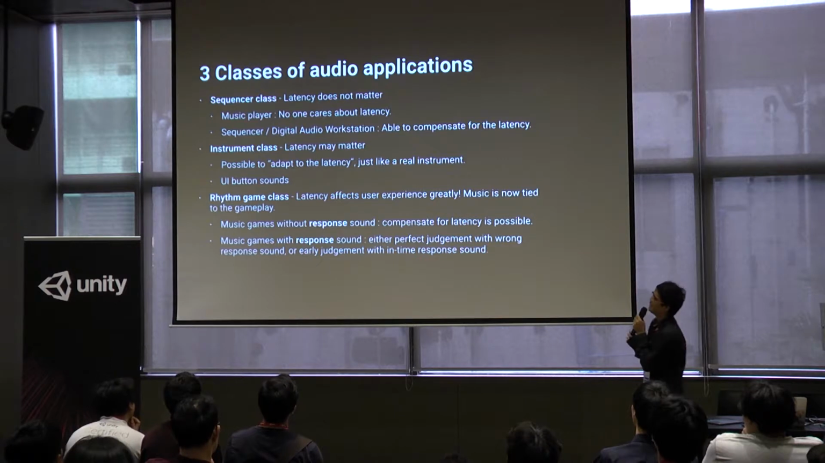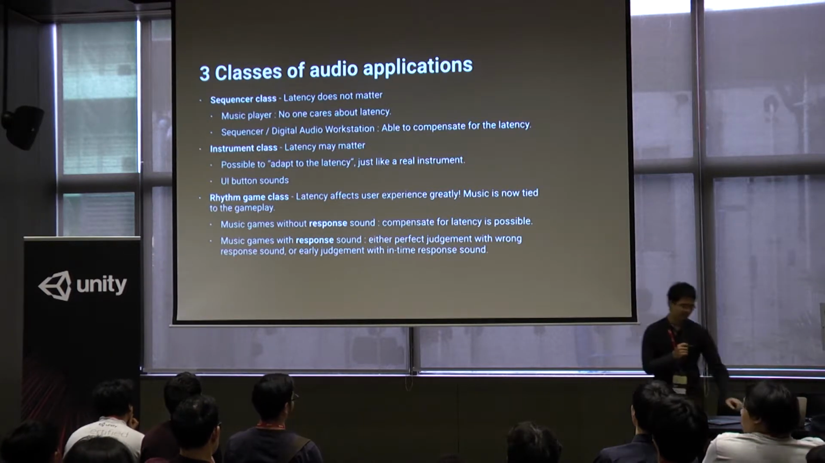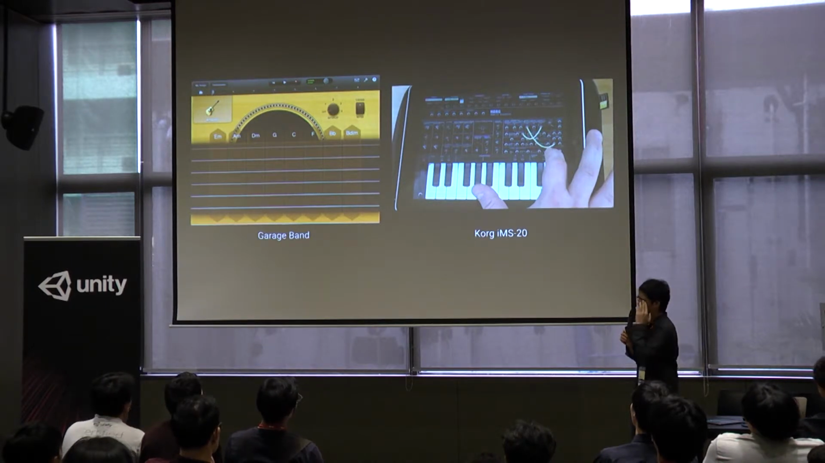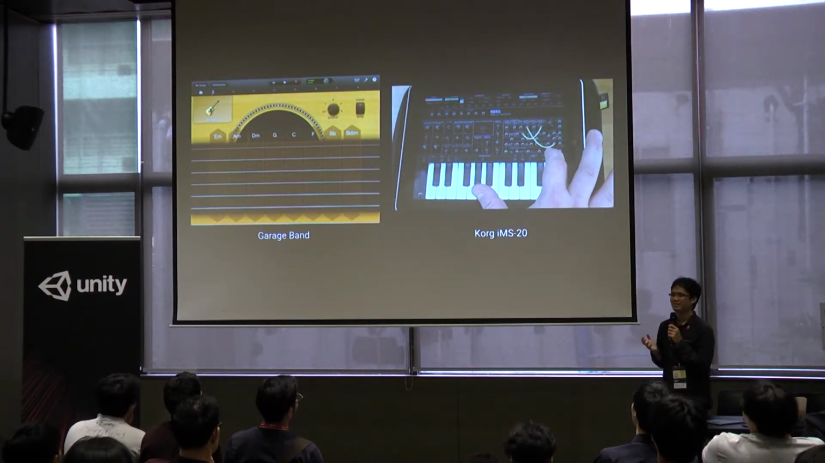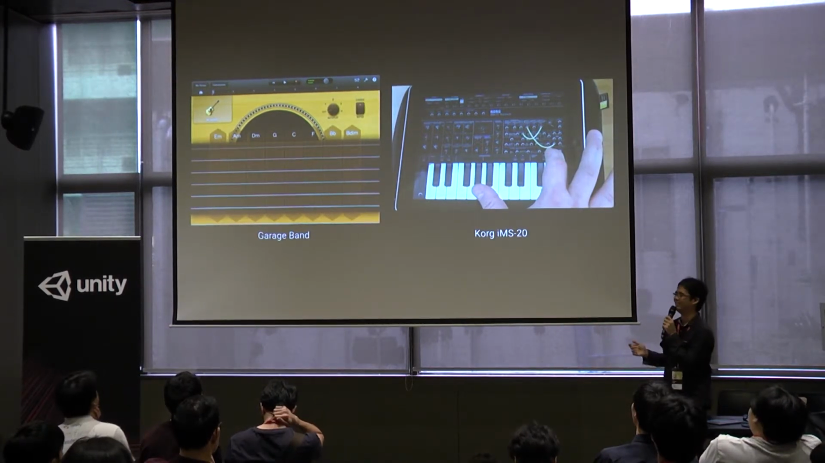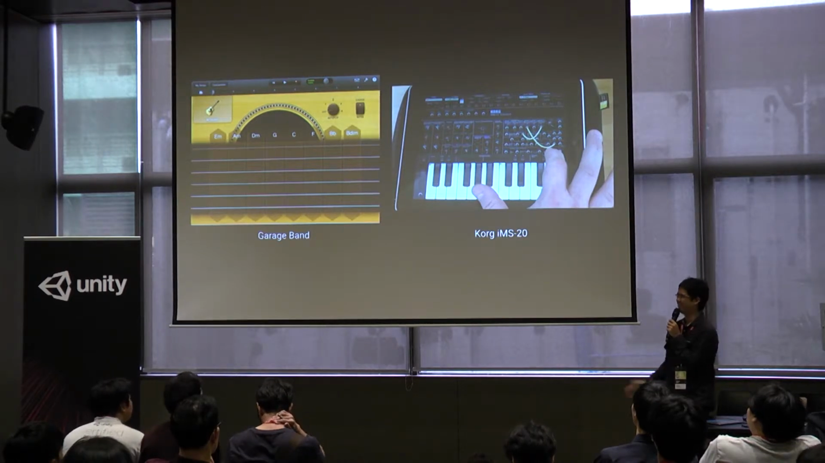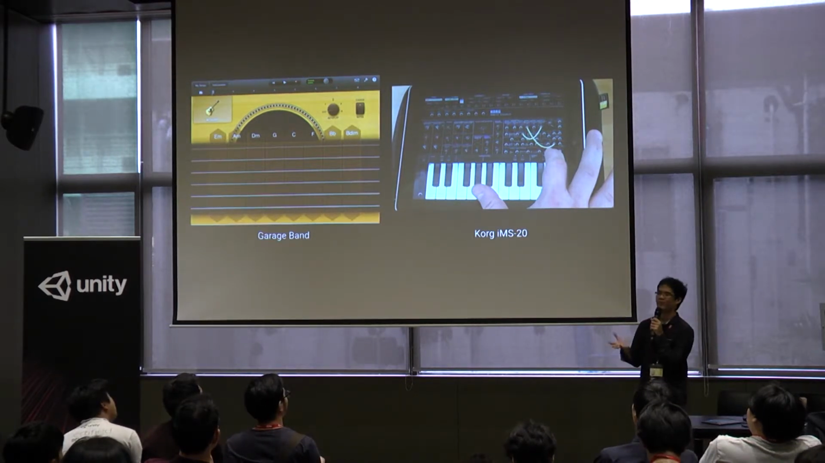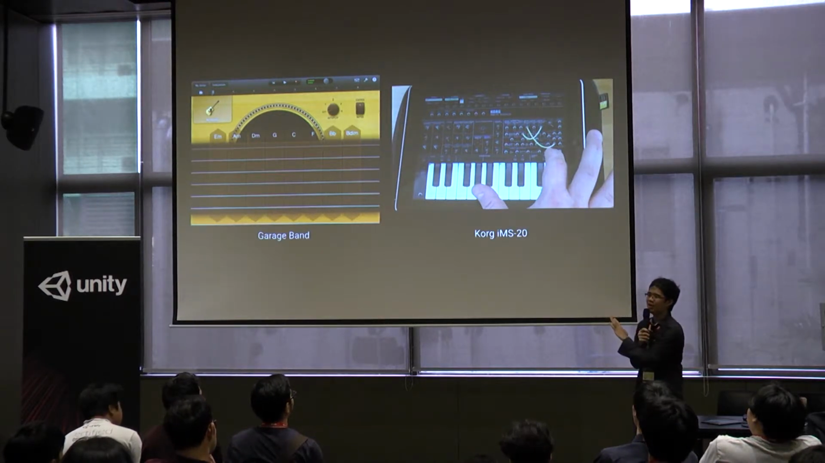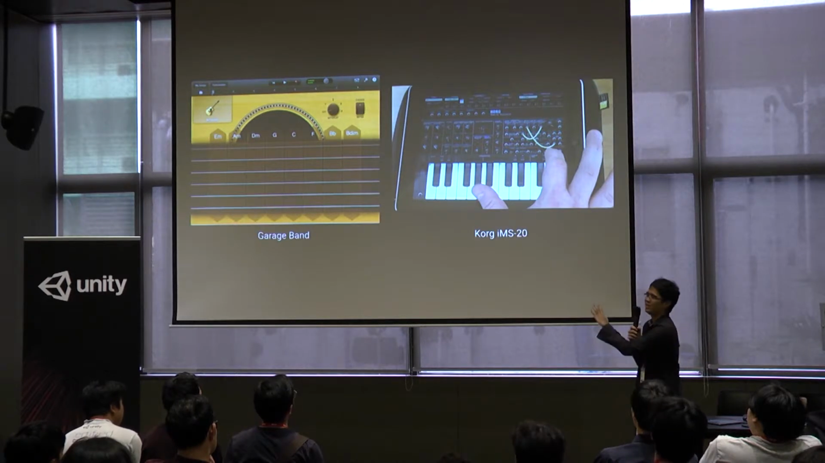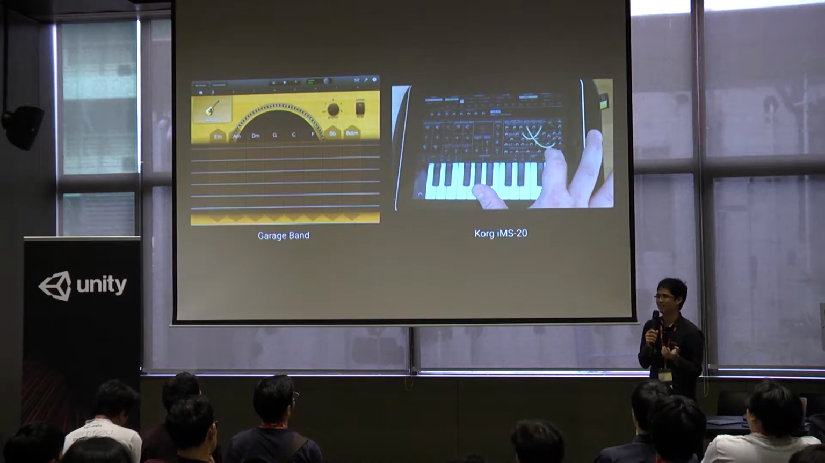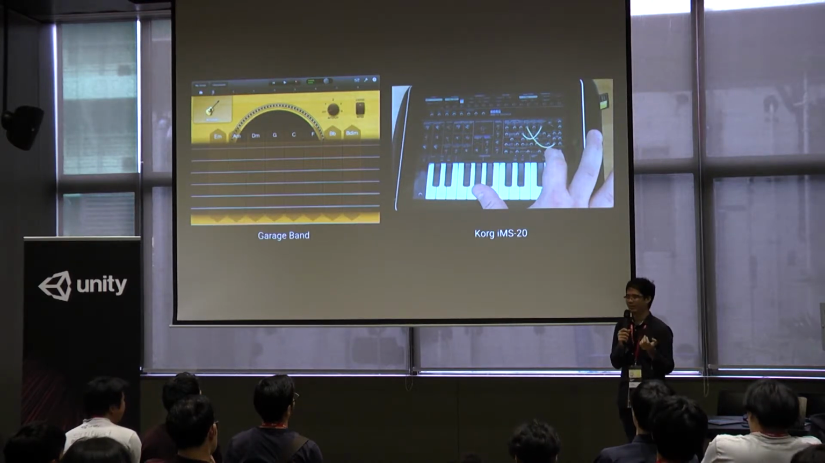But the second class is instrument, like GarageBand or some synthesizer. This one will affect the user's experience because you press and it takes some time. It's not like the real thing. It's not like the real piano at all. It is impossible to be zero, I know. But it can be compensated by the user because when you jam with some bands or with your friends, you can adapt. It is like the real instrument.